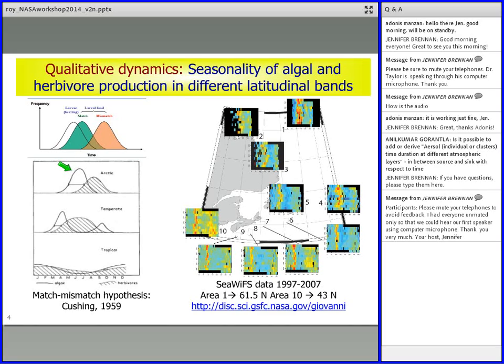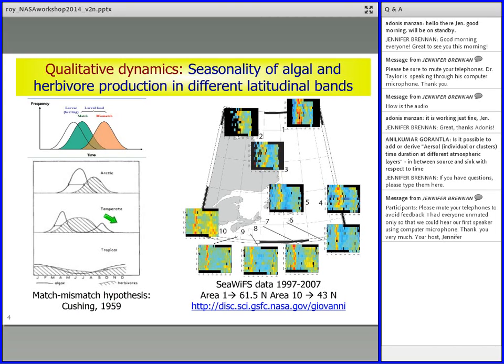Now if we look at the phytoplankton bloom dynamics in the global ocean, we see that in the Arctic Ocean, phytoplankton blooms once a year, whereas in temperate and tropical regions, we see phytoplankton blooms twice a year. This is an observation made long before.